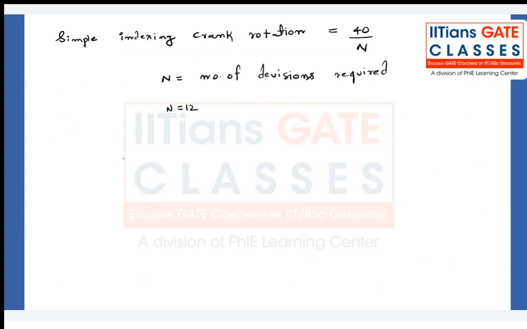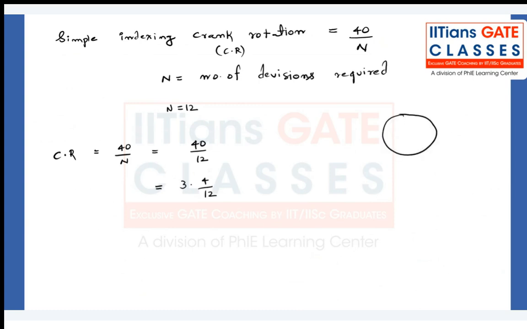Let us say the crank rotation we call CR. CR can be calculated by 40 by N. Now we need 12 divisions, so 40 by 12. How can we write this? I can write it as 3 into 4 by 12. In a 12 hole circle, for getting one division, you need to rotate 3 full rotations, and in the 12 hole circle, 4 holes have to be moved.